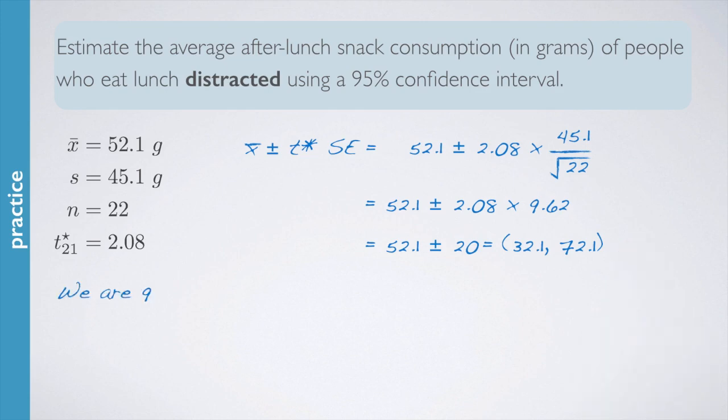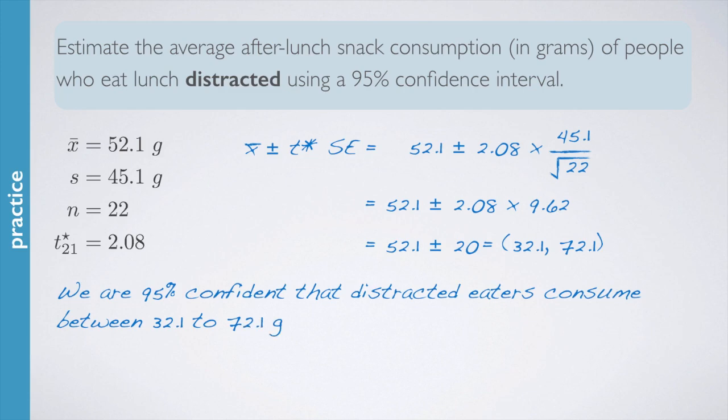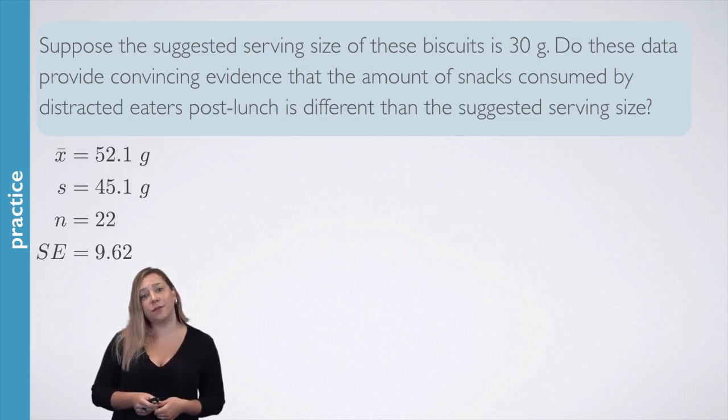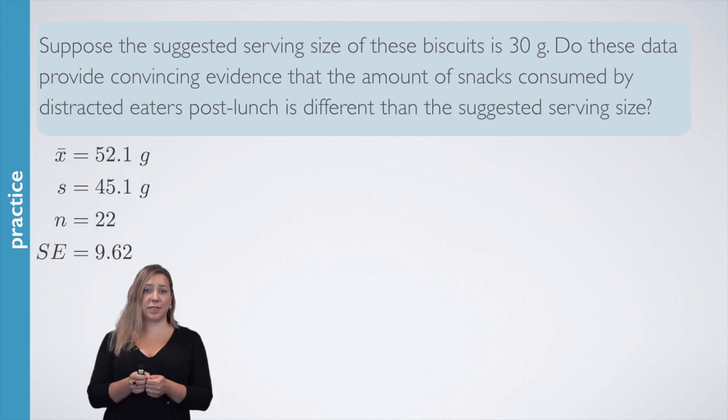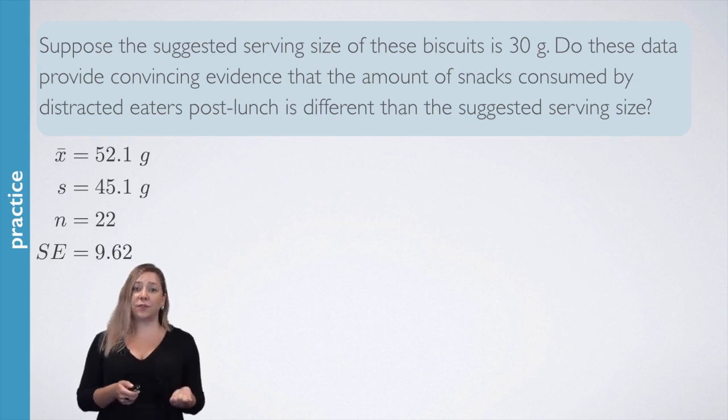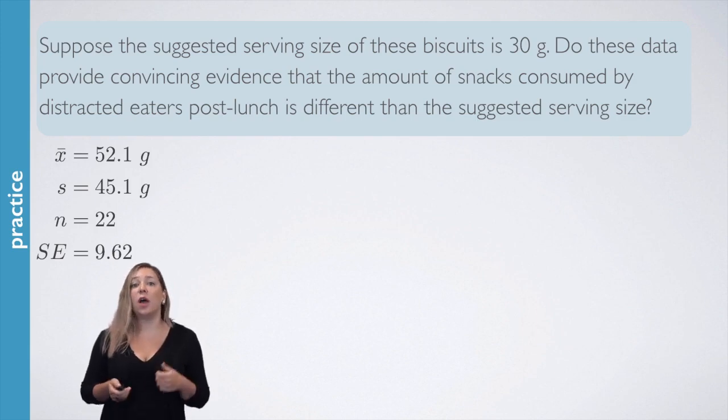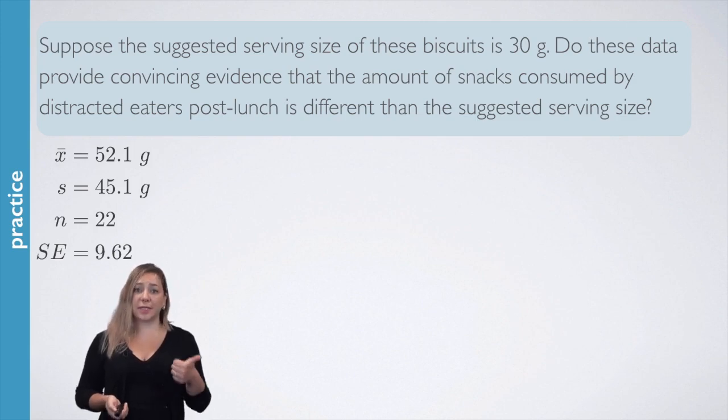Therefore, we're 95% confident that distracted eaters consume between 32.1 to 72.1 grams of snacks post-meal. Next, suppose the suggested serving of these biscuits is 30 grams. Do these data provide convincing evidence that the amount of snacks consumed by distracted eaters post-lunch is different than the suggested serving size? Once again, our givens include the sample mean, the standard deviation, the sample size, and let's also note the standard error we calculated earlier, 9.62.